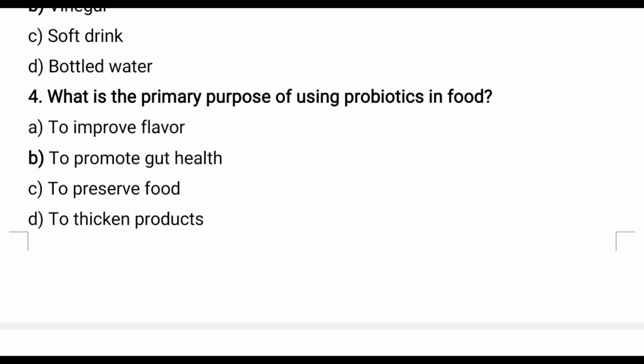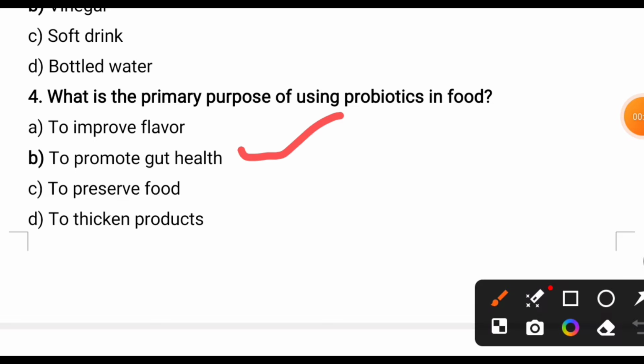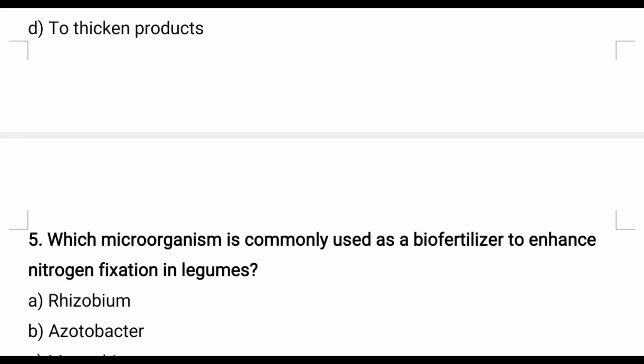What is the primary purpose of using probiotics in food? Options are to improve flavor, to promote gut health, to preserve food, to thicken products. Probiotics are nothing but certain microorganisms like lactic acid bacteria and bifidobacteria. They are added to food products because they promote gut health. So the correct answer is they promote gut health. Let's see the next question.